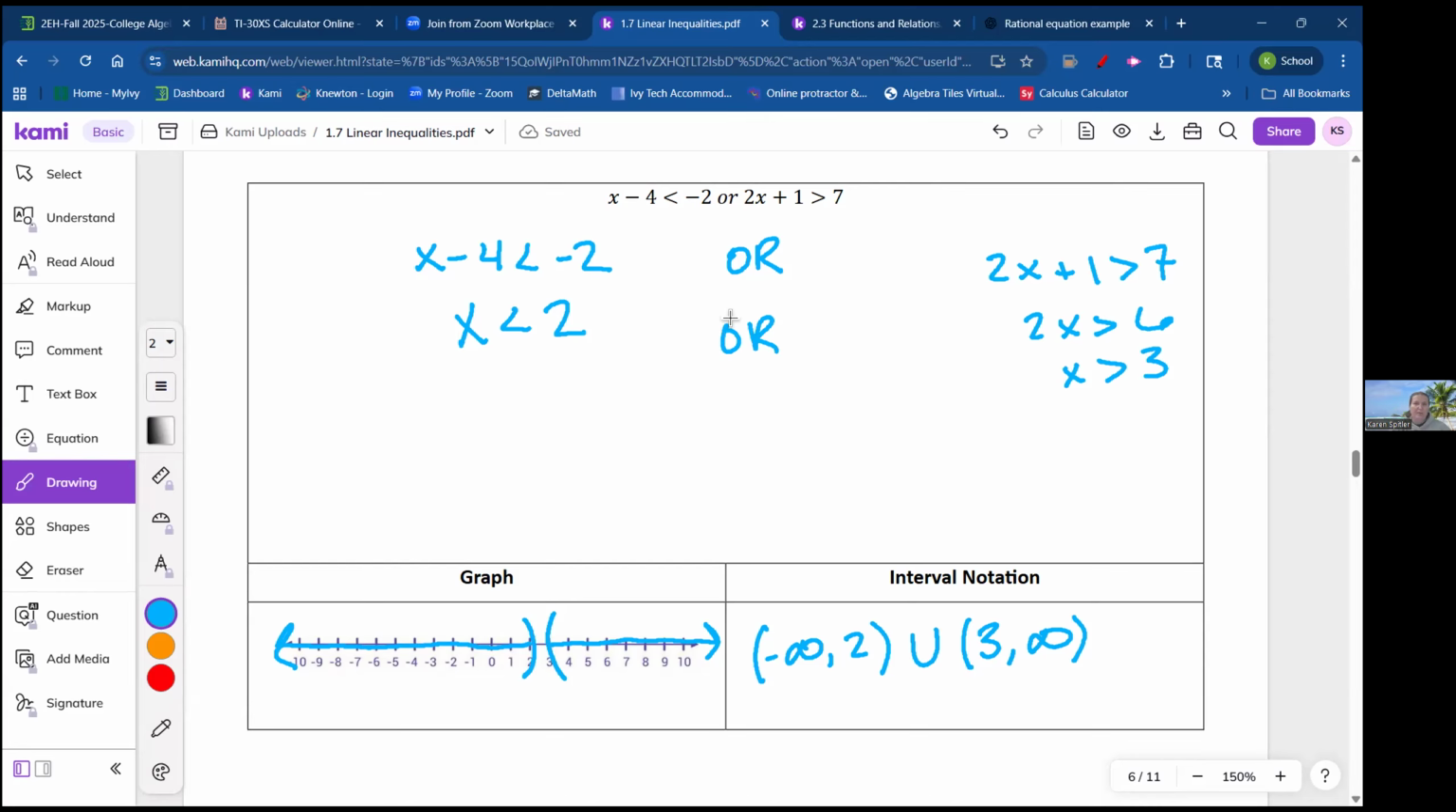What questions do you have on the blue problem? The light blue.